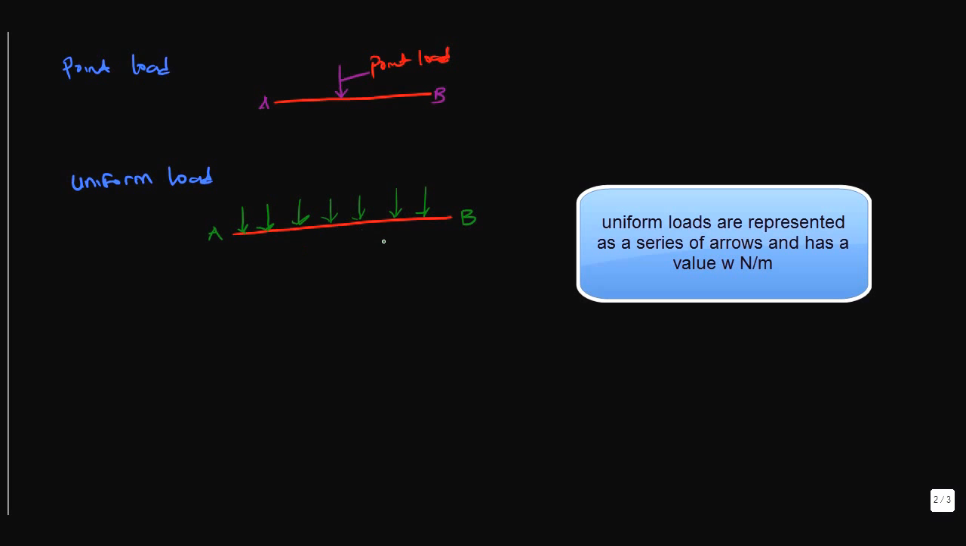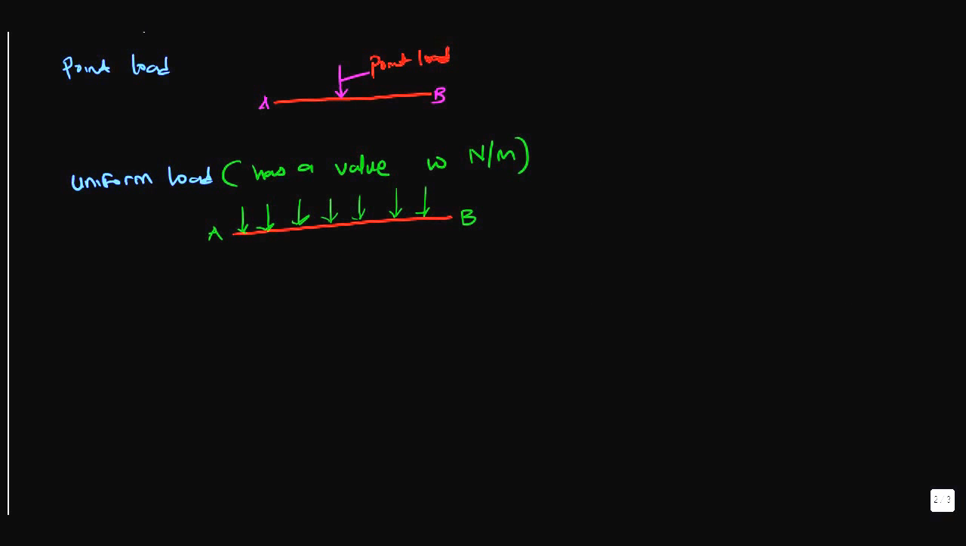So a uniform load can be shown as a series of arrows pointing downwards and has a value. So this has a value W Newton per meter. And by the way, this here is your distance. X is the length of the bar. You should have it here as well.